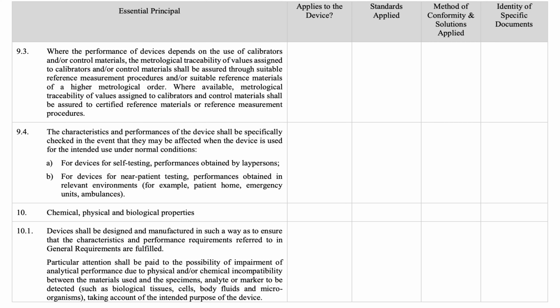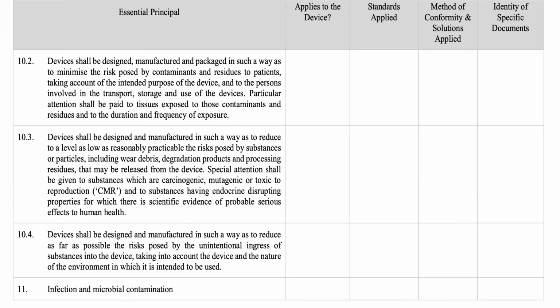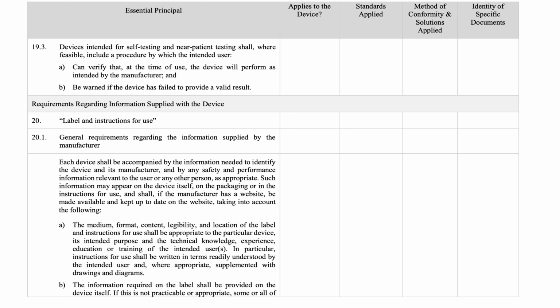Contamination also you can go through it, like point number 11. Nothing as such stringent requirement over there. So I'll be moving on to the labeling part. Now this point number 20 speaks about the requirement regarding the information supplied with the devices. Point number 20 is the label and the instruction for use.